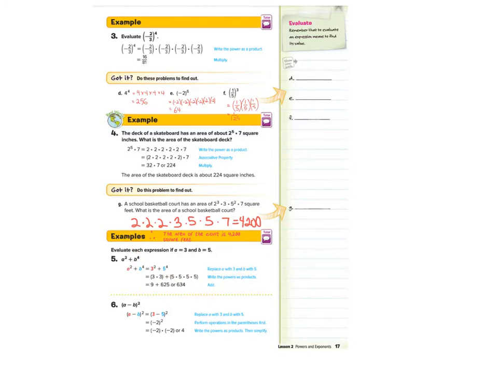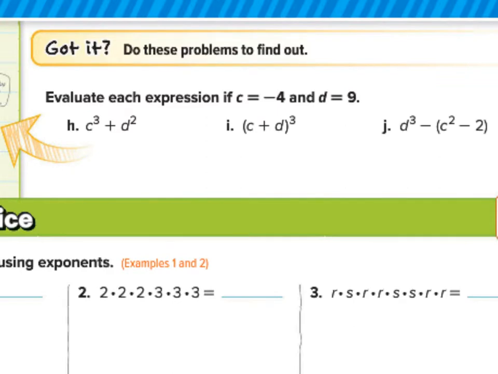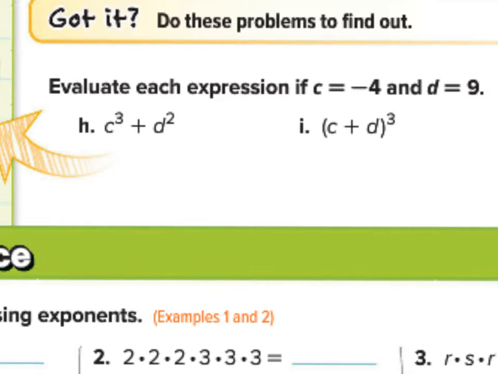Please pause and comb through these two examples to make sure that you understand, and read the steps as you go along. Now that you have an idea on how to do it, please pause the video and try these three on your own. H, I, and J. Pause now. Okay, answer H. We see that C is -4 and D equals 9. So here we have -4 and here we have 9, correct? So please replace the variables.